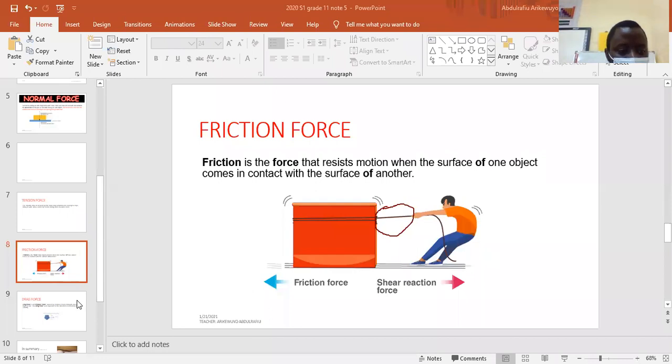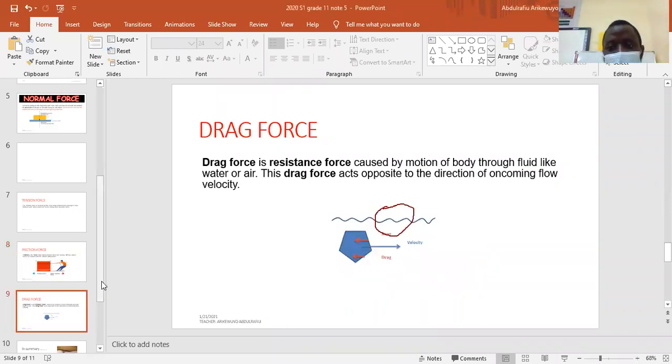Okay, so let's go to the last force for today. The last force we shall be talking about in this class is drag force. Now, as you can see on the slide, drag force is resistance force caused by motion of a body through fluid, like water or air. This drag force acts opposite to the direction of oncoming flow velocity.